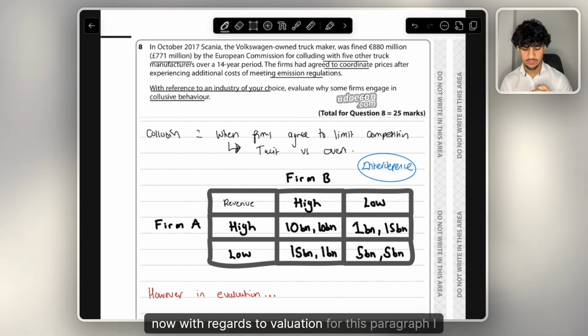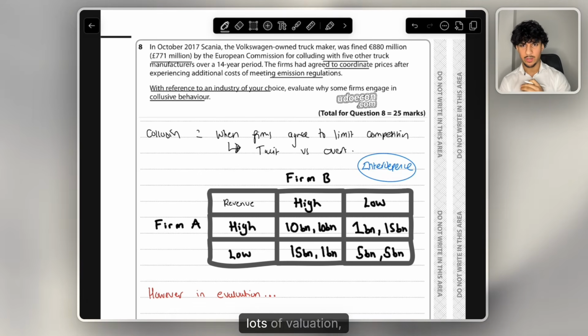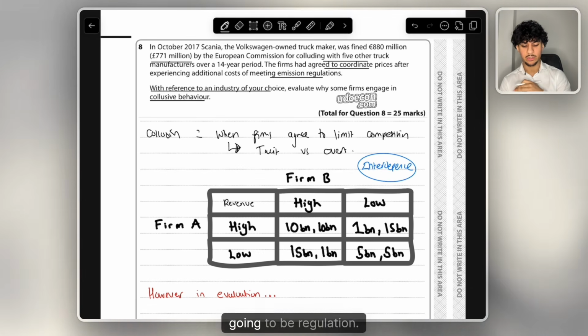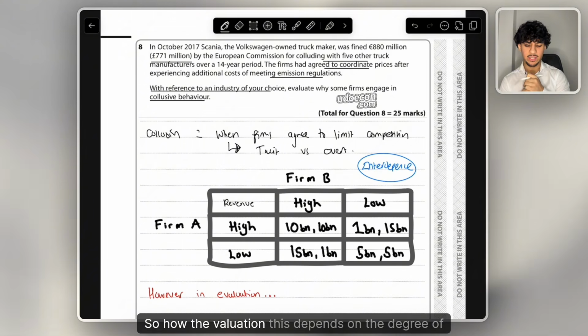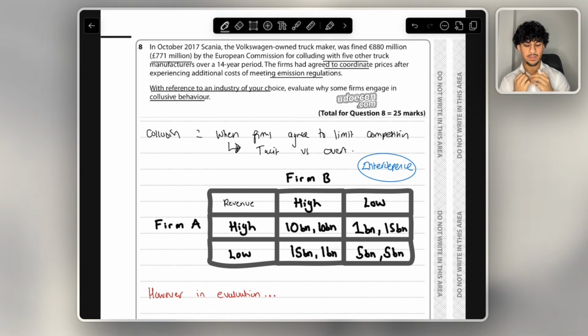Now, with regards to evaluation for this paragraph, I really think it's quite simple. Collusion has lots of evaluation points, lots of evaluation just generally with oligopolies. Of course, the big one and the main one is always going to be regulation. So in evaluation, this depends on the degree of regulation. You can say the CMA regulation within the oligopolistic markets.